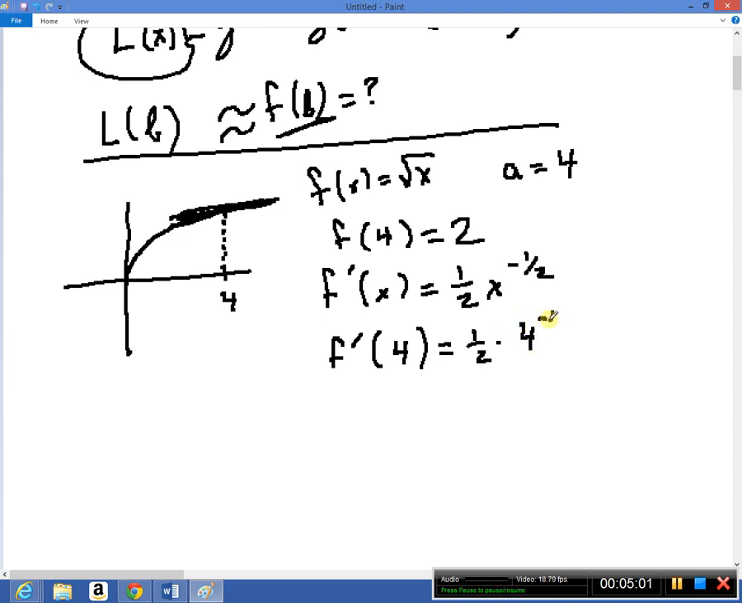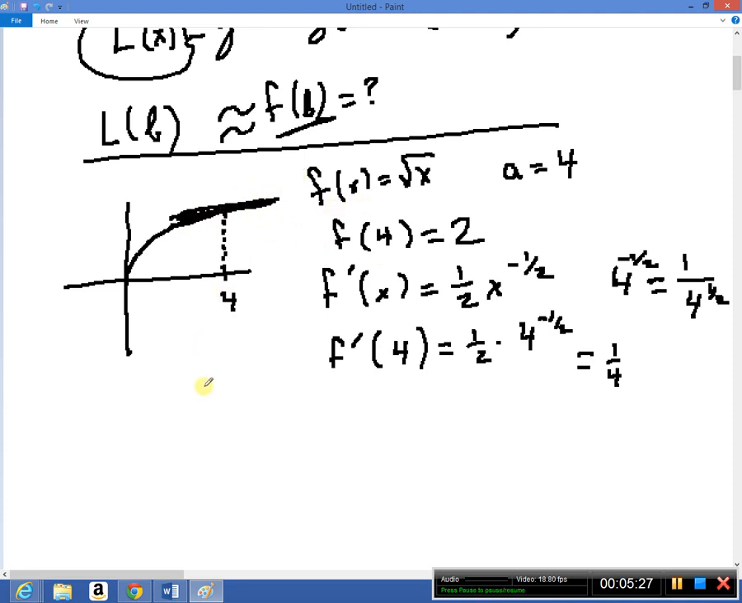4 to the negative 1 half. What does that mean? 4 to the negative 1 half means 1 over 4 to the 1 half. And of course, 4 to the 1 half is the square root of 4, which is 2. So this is really 1 half. And so we get 1 half times 1 half, which is 1 fourth. And to no one's surprise, the slope of this line is 1 fourth.